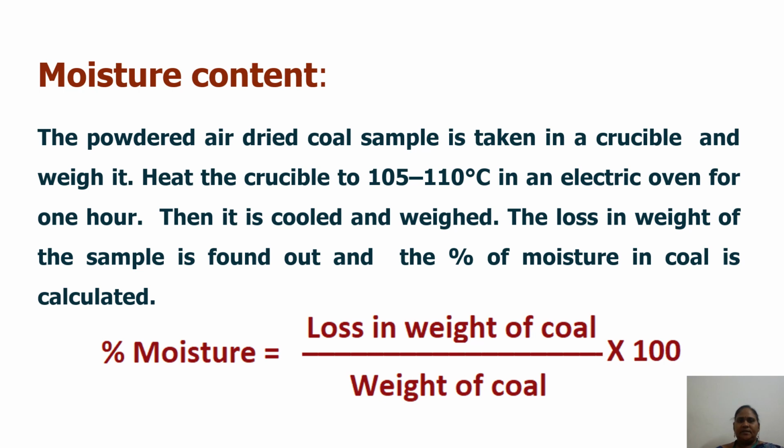The moisture content present in the coal. The powdered air-dried coal sample is taken in a crucible and weighed. This crucible is heated to 105 to 110 degrees Celsius in an electric oven for 1 hour. After that, it is taken out, cooled and weighed. The loss in weight of the sample is found out and the percentage of moisture content in coal is given as loss in weight of coal divided by weight of coal into 100.